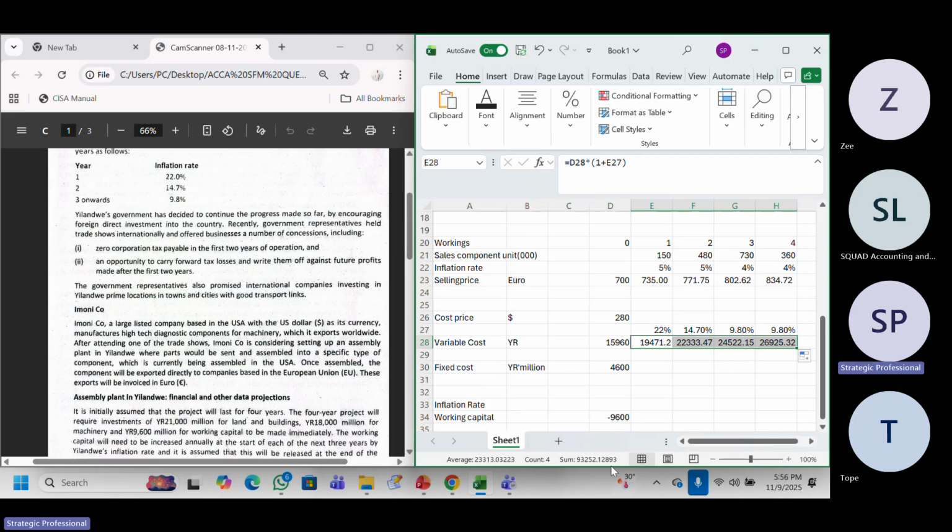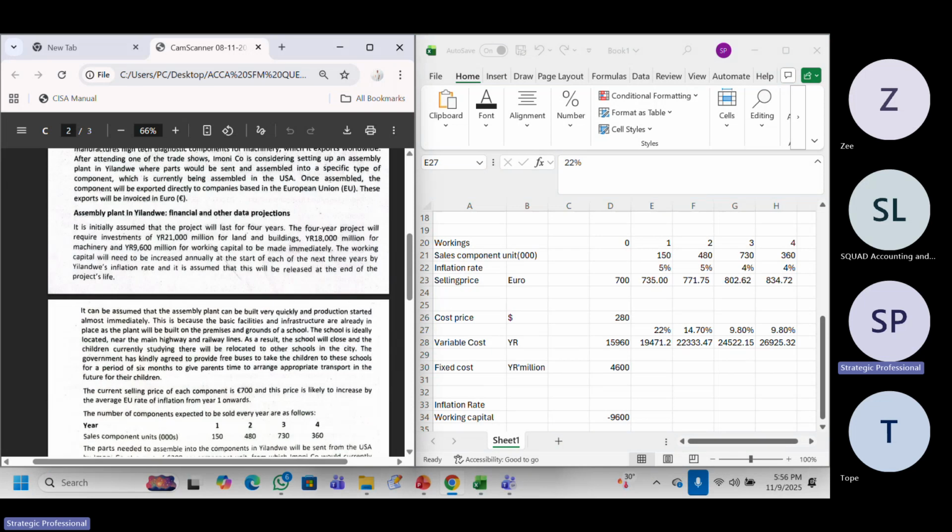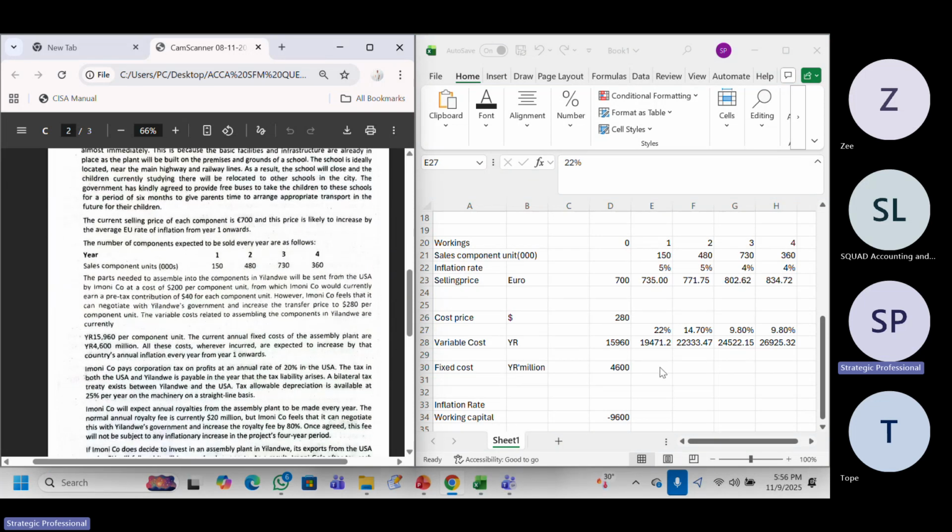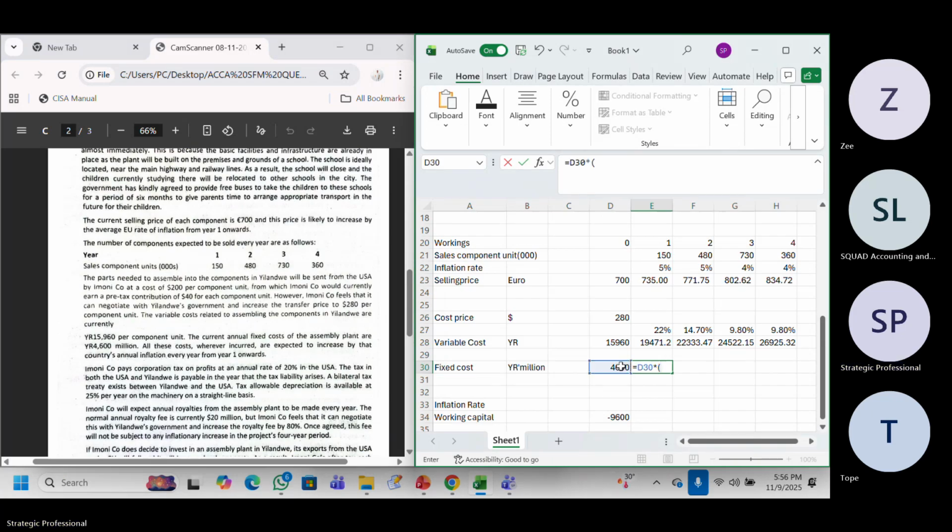All right. For the fixed cost, they also said it is going to grow by the annual inflation rate, because all costs are going to grow by it. So we do the fixed cost also, 4.6. We grow that one too. That one is sorted. We move on. Let's look for other things that we need to bring in that we are yet to work on.